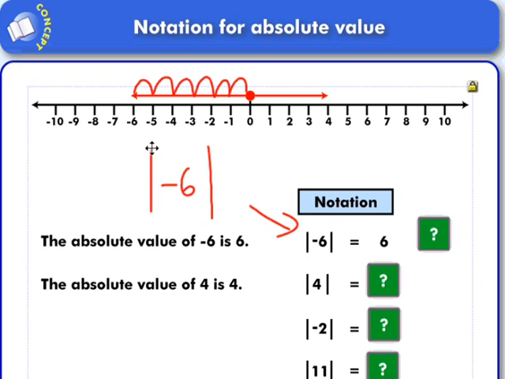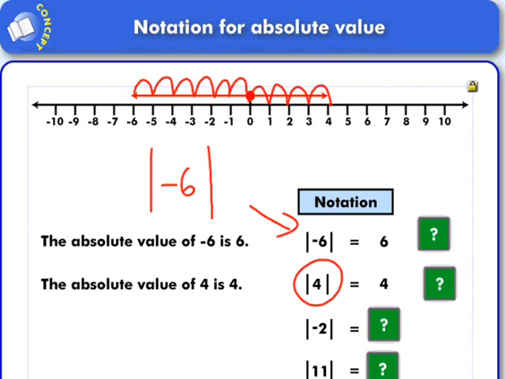Well, what about the absolute value of 4? How far is 4 from 0 on a number line? Well, it's 1, 2, 3, 4. It's 4 away from 0. So the absolute value of 4 is 4. The absolute value of negative 2. How far is negative 2 from 0 on a number line? Well, it's 2 away. Therefore, the absolute value is 2.